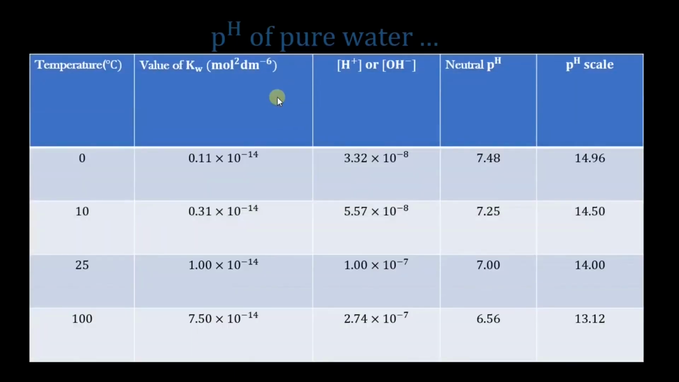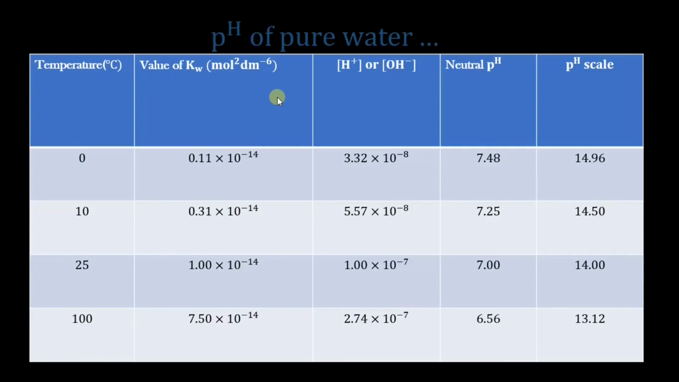So I want us to summarize this by looking at the variation of the Kw with temperature. We have some data obtained at 0 degrees Celsius, at 10, at room temperature, and at 100 degrees Celsius. And I've worked out the molar concentration of hydrogen ions or hydroxyl ions, so that we are able to find the neutral pH at that temperature, as well as the estimated pH scale for that particular temperature.